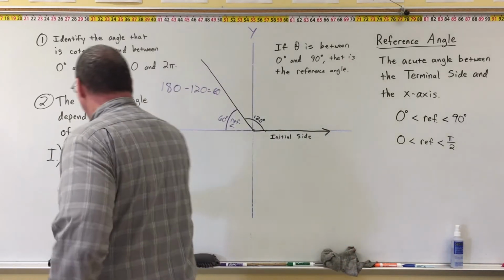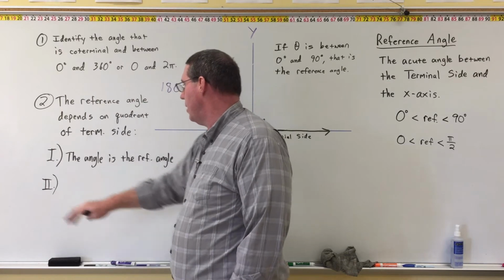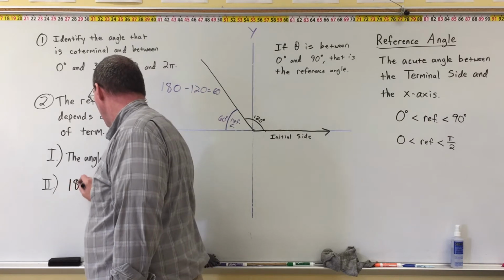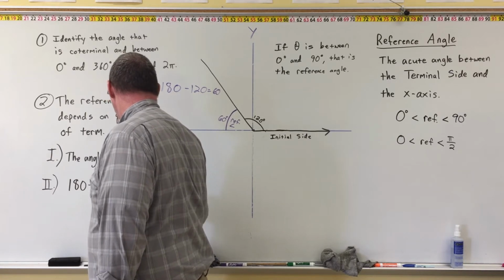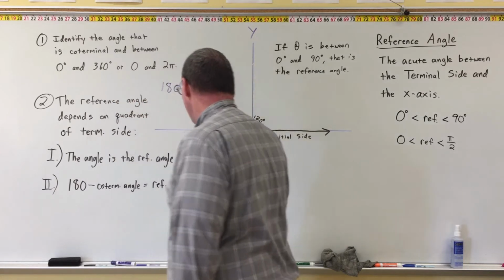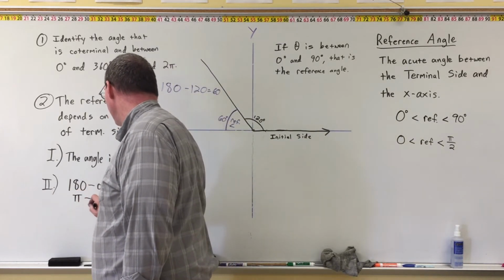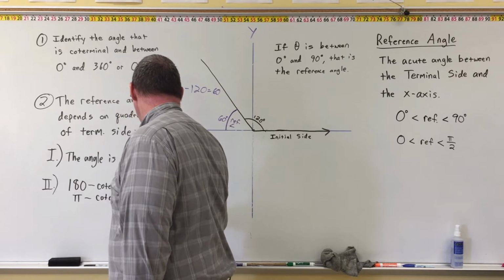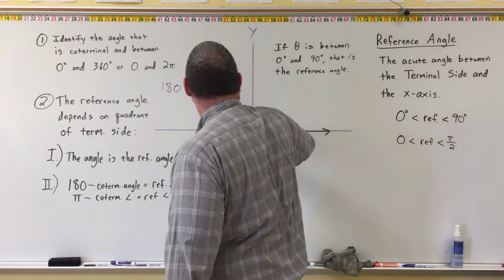But if it's in quadrant 2, if your coterminal angle has a terminal side that winds up in quadrant 2, then what you have to do is 180 minus the coterminal angle equals the reference angle. 180 is the same thing as pi, so if it's in radians, you can do pi minus the coterminal angle equals the reference angle. Now let's see what happens if it winds up in quadrant 3.